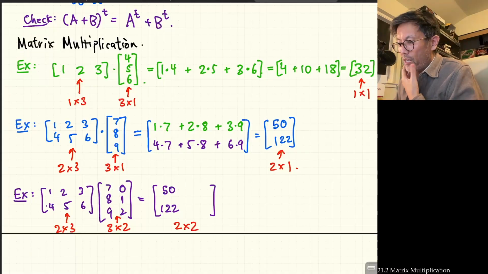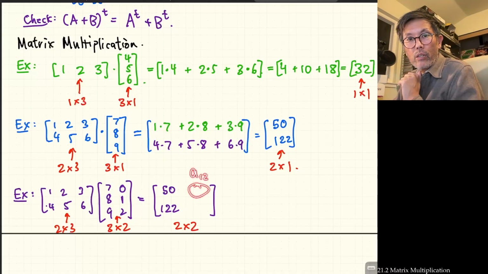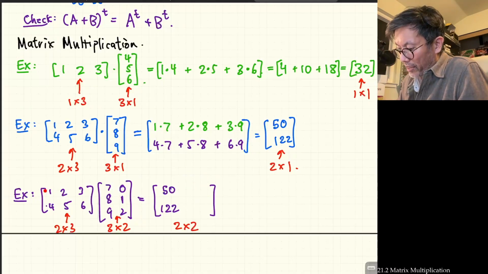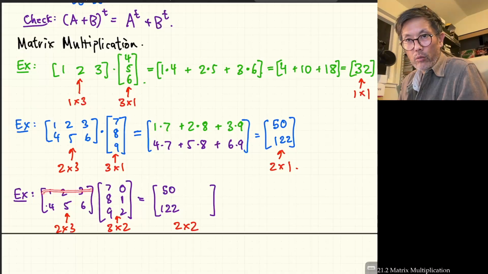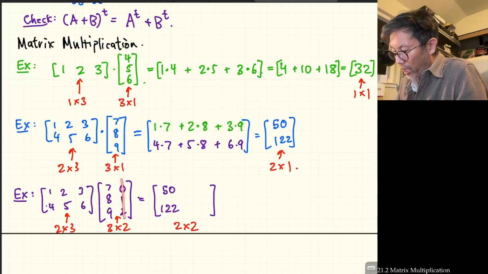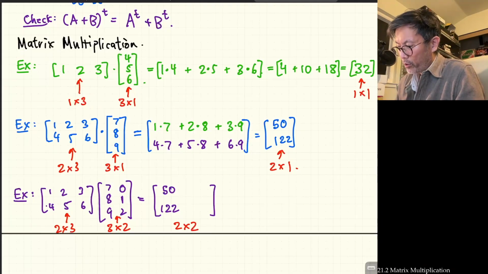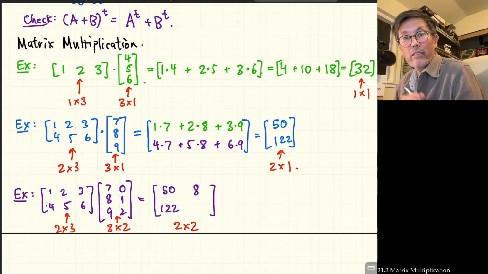Okay? To get the 1,2 entry, which might be denoted A12, the entry in the first row, second column, what I do is take the dot product of the first row of this matrix with the second column of this matrix. So what I end up getting is 1 times 0, which is 0, plus 2 times 1, which is 2, plus 3 times 2, which is 6. So I believe that ends up being 8.